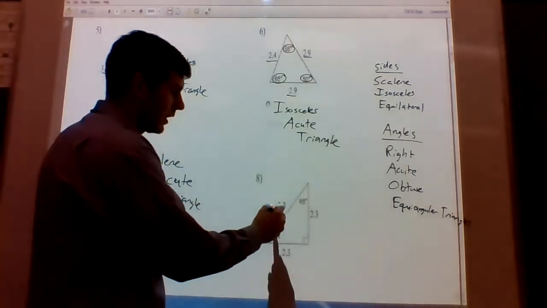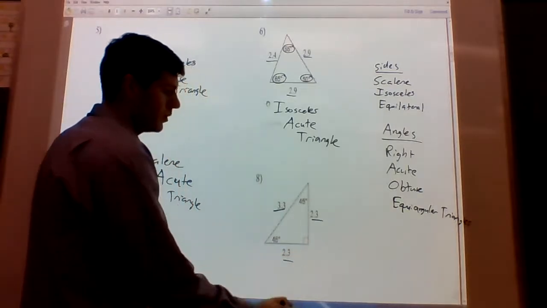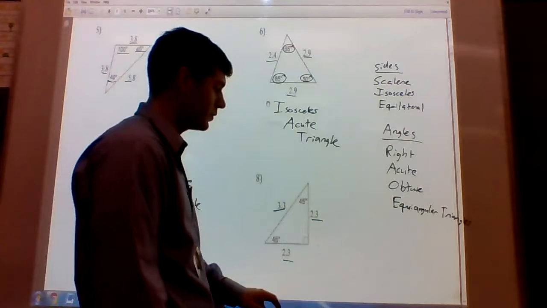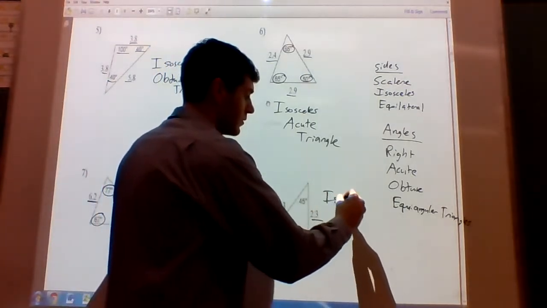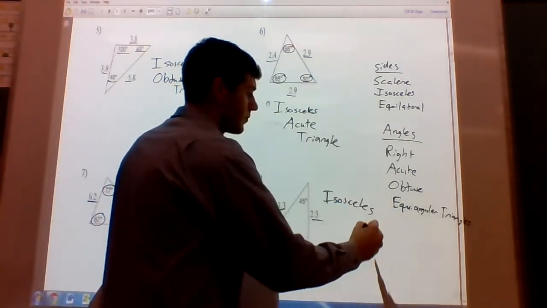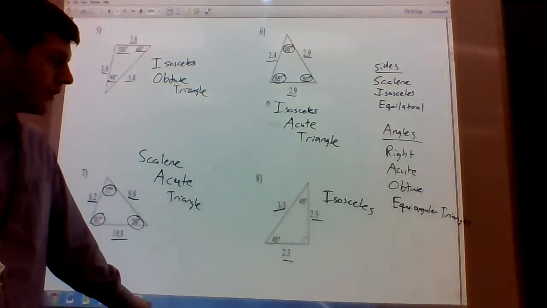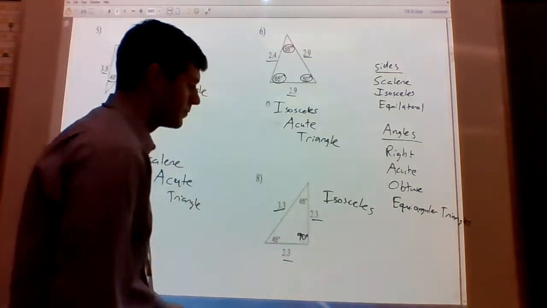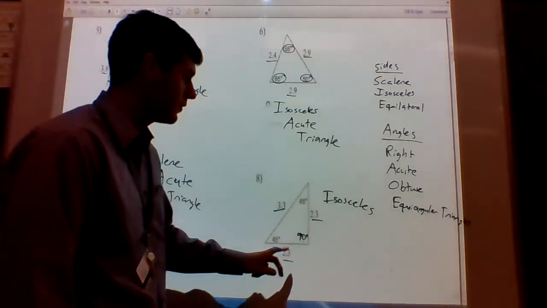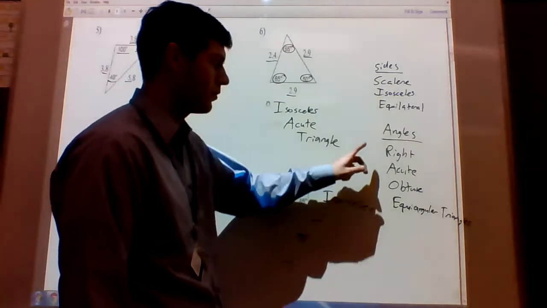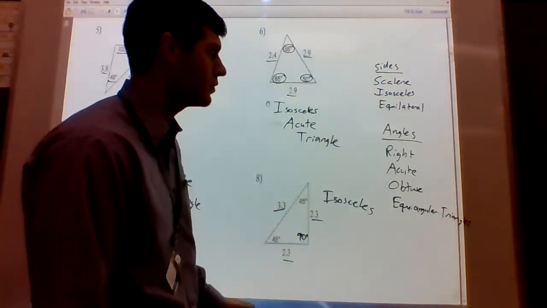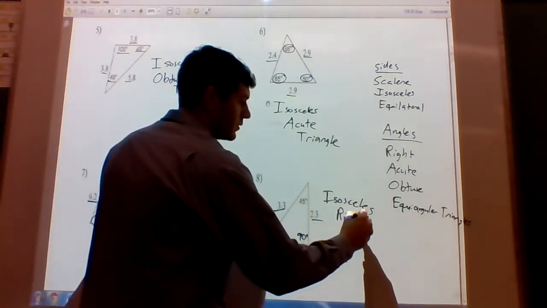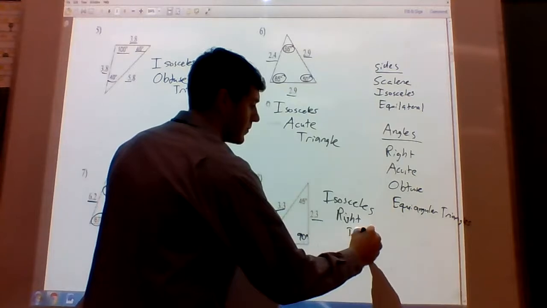Number 8, we have side lengths 3.3, 2.3, and 2.3. Since two of those lengths are the same, 2.3 and 2.3, we have isosceles. We have angle measures of 45 degrees and 90 degrees. Since we have a 90-degree angle, we have a right angle, so we have a right triangle. The definition of a right triangle is a triangle with a right angle. So this is an isosceles right triangle.